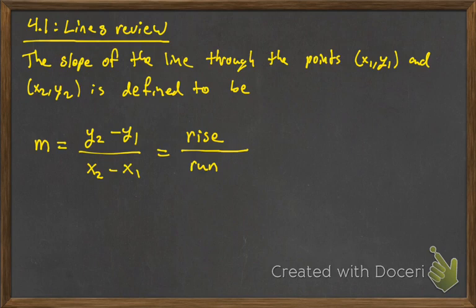We say the slope of a line traveling through the points (x1, y1) and (x2, y2) is defined to be, we use the letter m, y2 minus y1, the change in y, divided by x2 minus x1, the change in x. Often you've probably heard it called the rise over the run. The first thing we're going to look at is finding the slope and the y-intercept given the graph of a line.